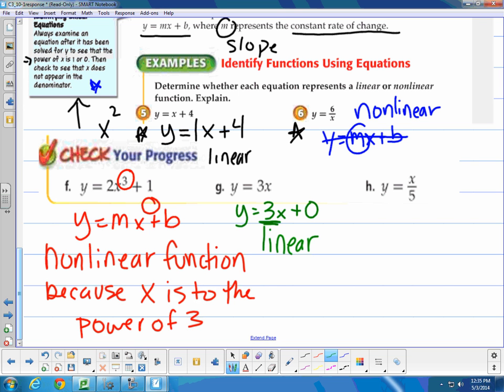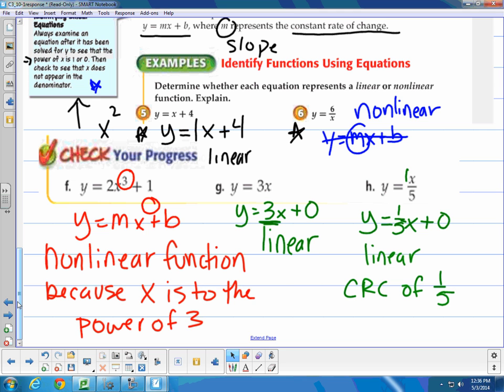Lastly, H, y equals x over 5. This I can also write as 1 over 5 times x plus 0. I can just put a 1 with that x on top, and that's 1/5 times x. So this is linear because it has a constant rate of change. I'm going to write that as constant rate of change for now of 1/5. So that would form a straight line.